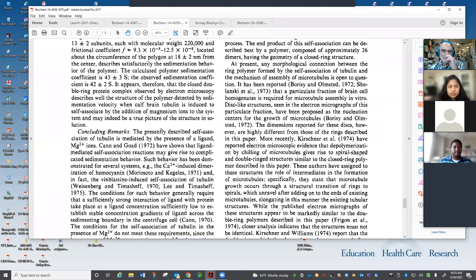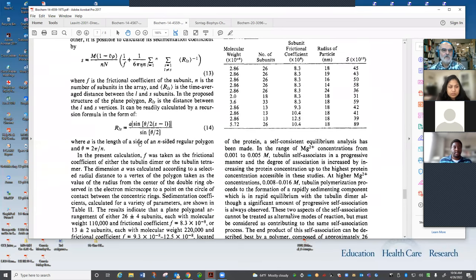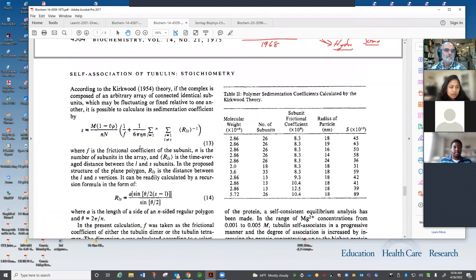So what questions do you have about this paper before we move on? Dr. Correa, they didn't mention why they chose cow brain.